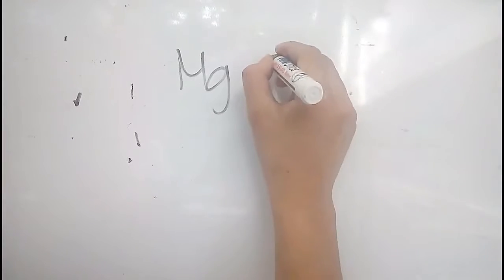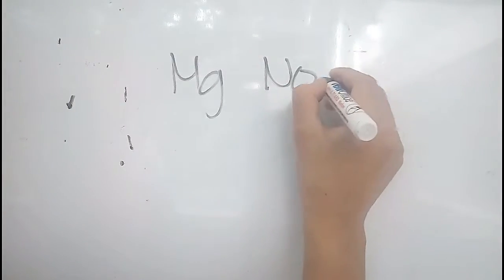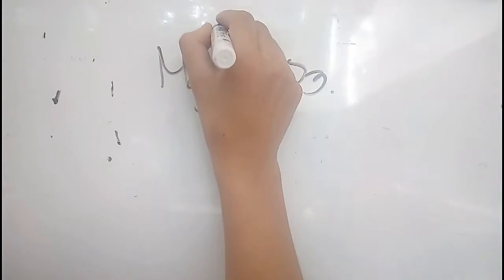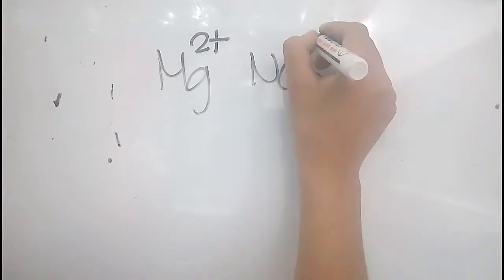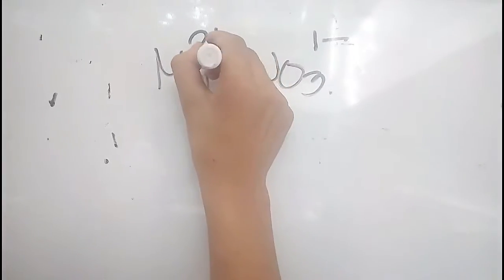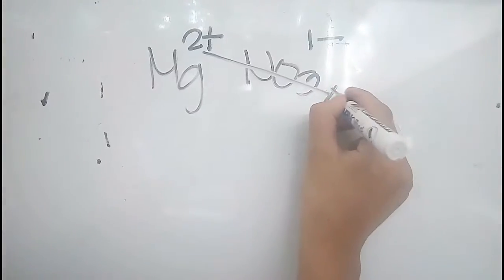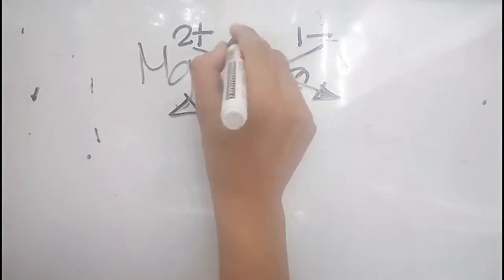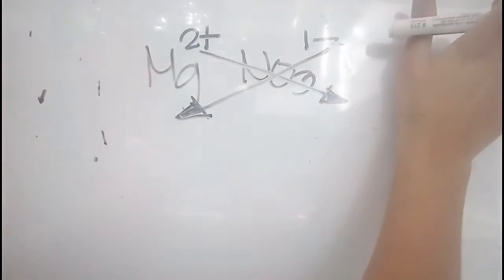First step is write the symbol of the compound, and then you write their charges on top. Then the next step is you crisscross their charges to each other to neutralize it out, simply by balancing it, equals to 0 when the charges are combined.